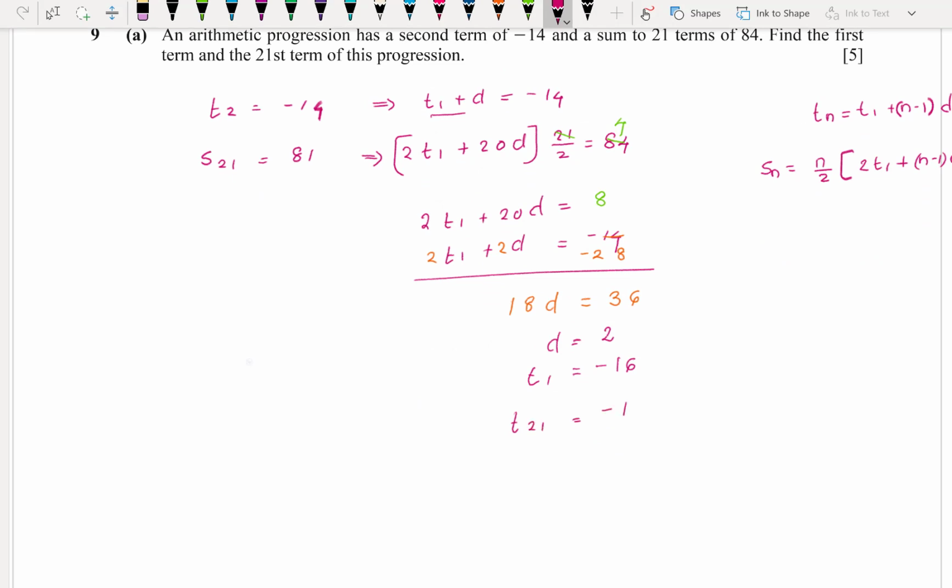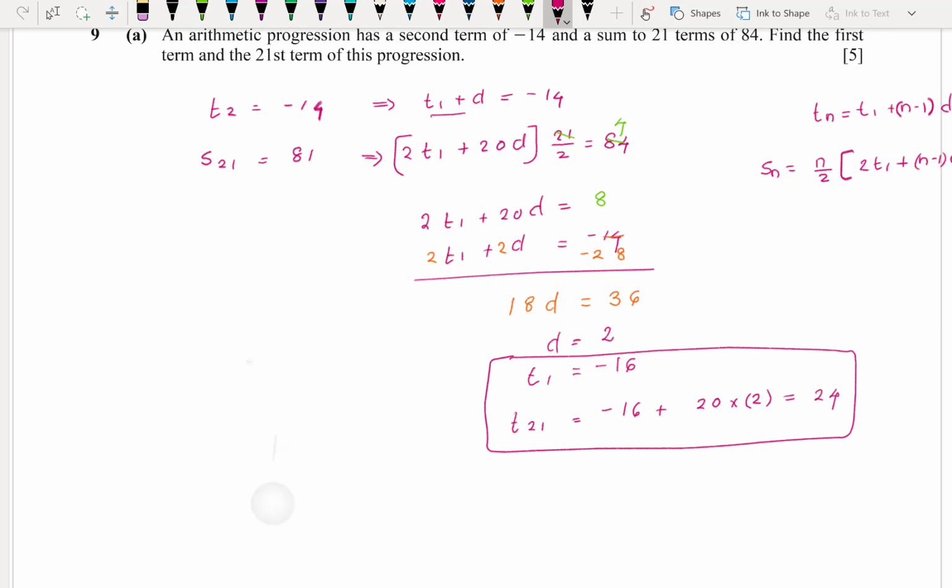So it's going to be minus 16 plus n minus 1. What is n minus 1? 21 minus 1, 20, multiplied by D, which is 2, right? So how much is it? 40 minus 16, 24. Right. That's it. So we have got these two. That's the answer to the first part. Let's continue to the second part.